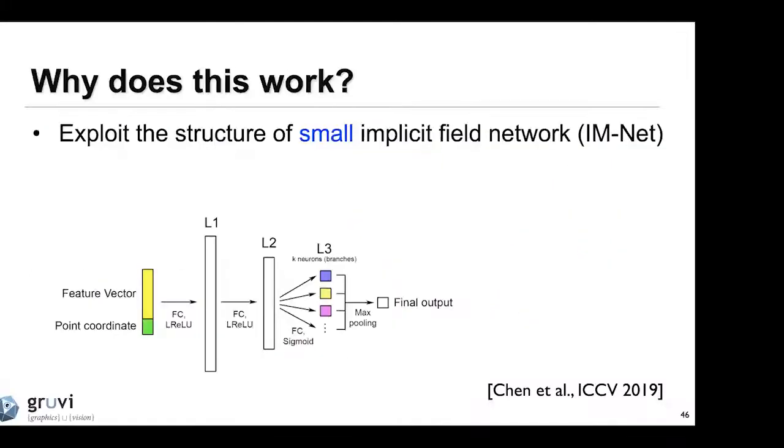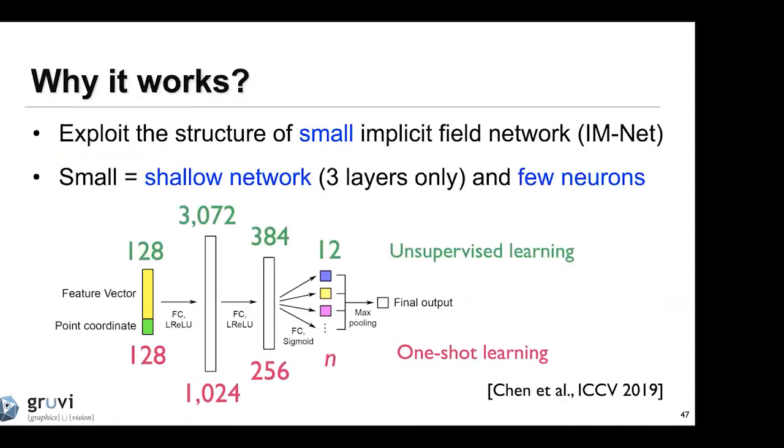So the key question is, why does this work, right? Something so simple appended to the IMNet is able to do this unsupervised co-segmentation or one-shot learning. The key here is that we're exploiting the structure of a small implicit field network. Okay, small here can mean two things. First of all, the network is actually very shallow. It has only 3 layers. We tried 2 and 4 layers, and 3 layers actually turned out to work pretty well.